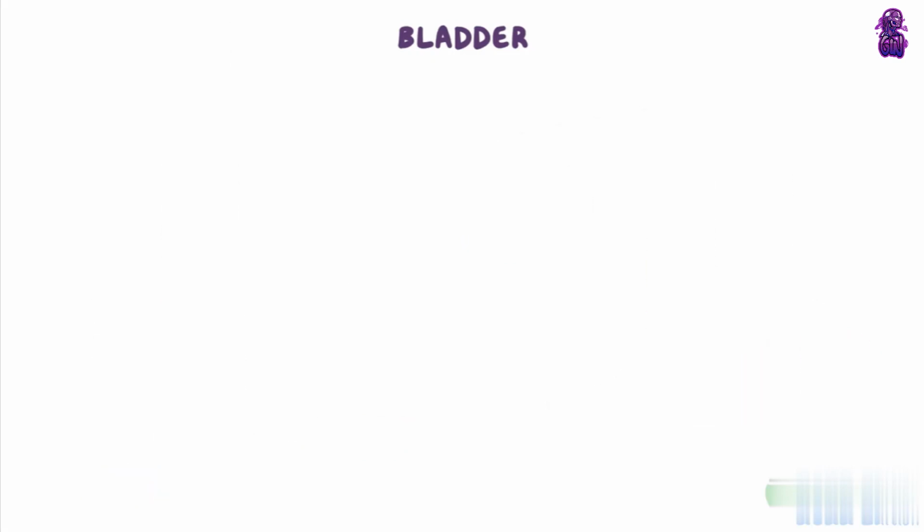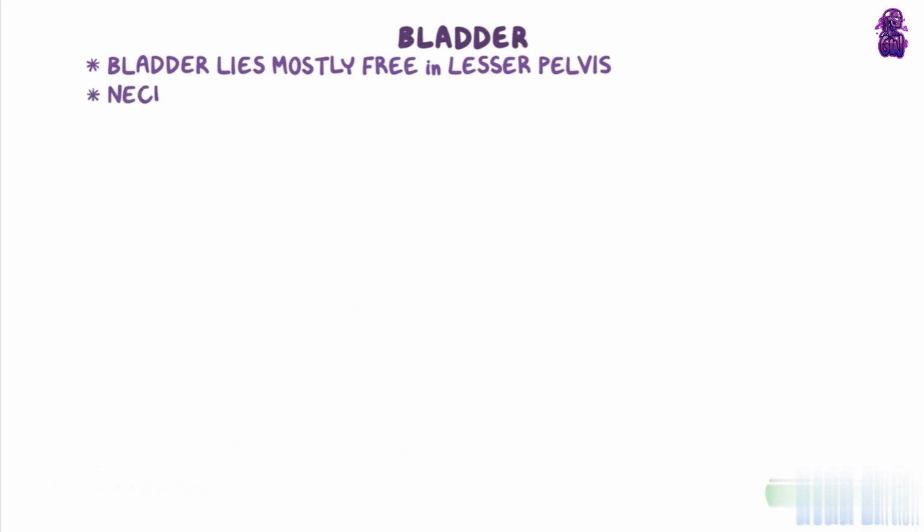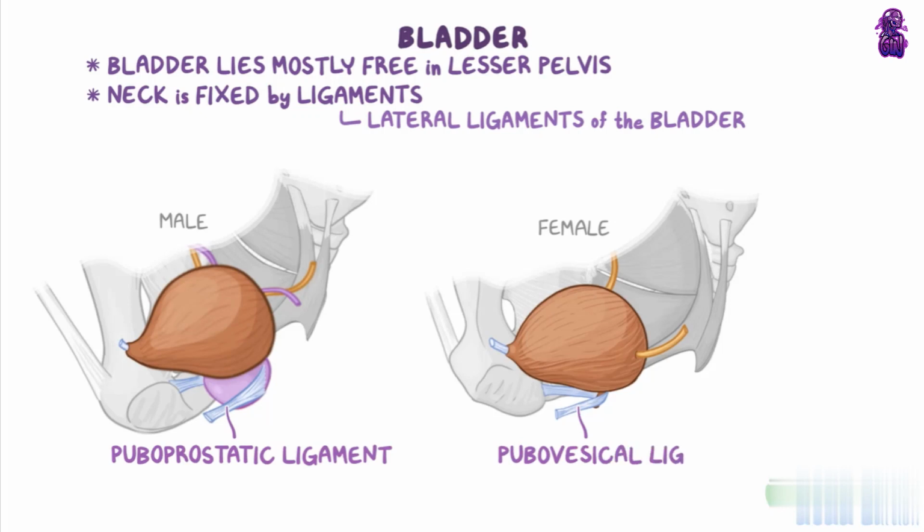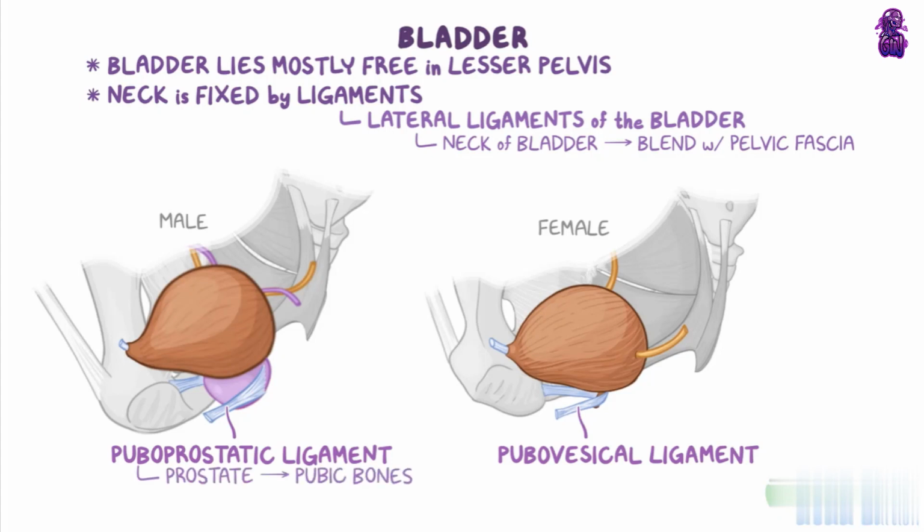Now the bladder lies mostly free within the lesser pelvis, except for its neck, which is fixed by ligaments. These ligaments are the lateral ligaments of the bladder, the puboprostatic ligament in males, and the pubovesical ligament in females. The lateral ligaments of the bladder extend from the neck of the bladder and blend with the pelvic fascia. In males, the puboprostatic ligament extends from the prostate to the pubic bones. In females, the pubovesical ligament extends from the neck of the bladder to the inferior part of the pubic bones.